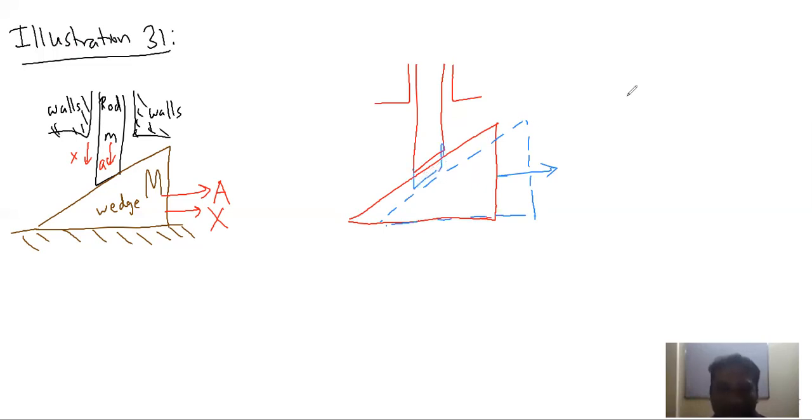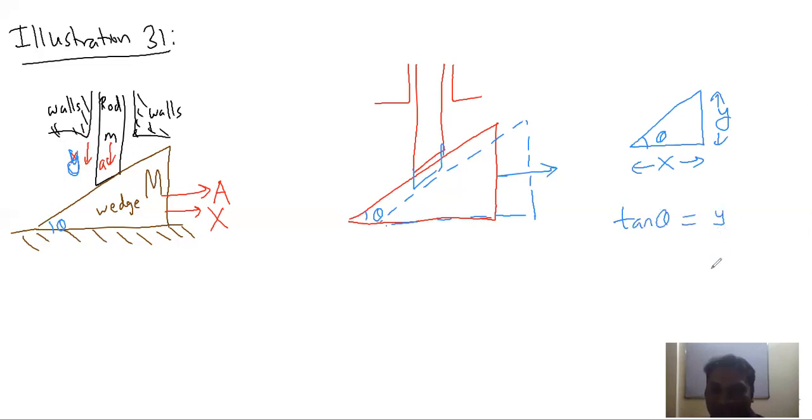Now, let us consider the distance moved by the rod as small y, this distance. The horizontal distance is capital X, the distance moved by the wedge. If you see carefully, this angle is nothing but theta, the angle of the wedge. What is the relation between y and x? Let us take tan theta, which is opposite upon adjacent, y upon x. So y is x tan theta.